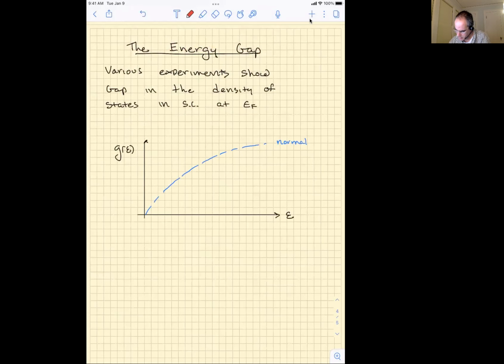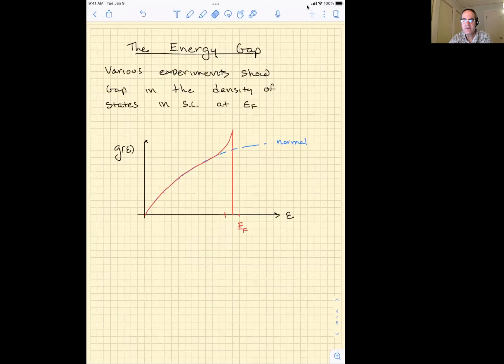However, in a superconductor, what we see looks like the following. If the Fermi energy is here, then we see that the density of states follows the normal metal until we get very close to the Fermi energy, and then it diverges. I see I have to draw this again. Sorry, I'm going to have to move my Fermi energy here in my drawing.